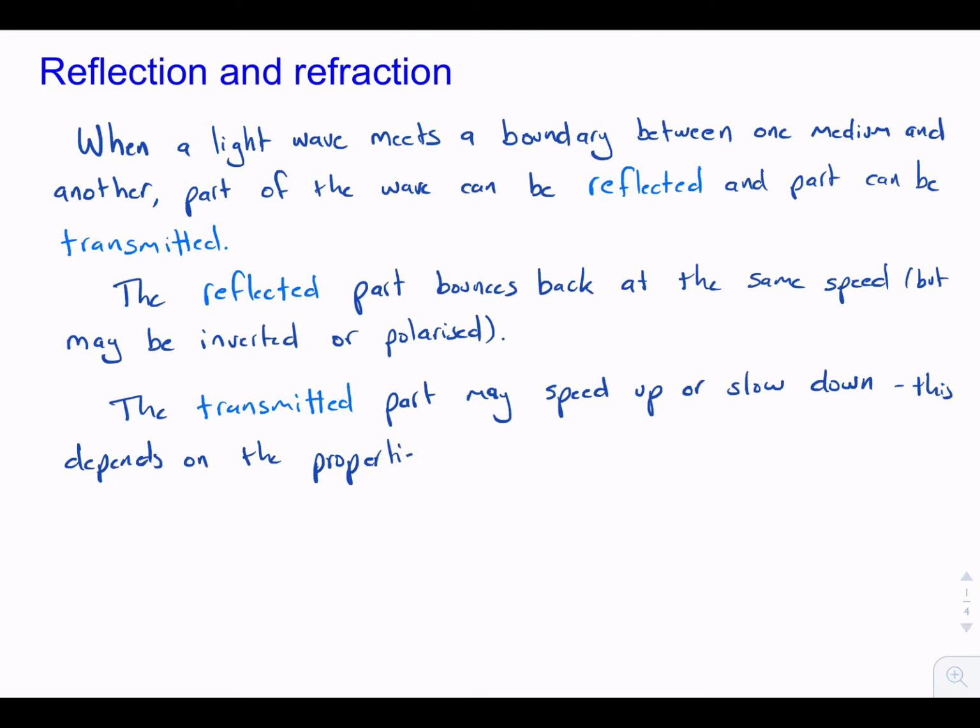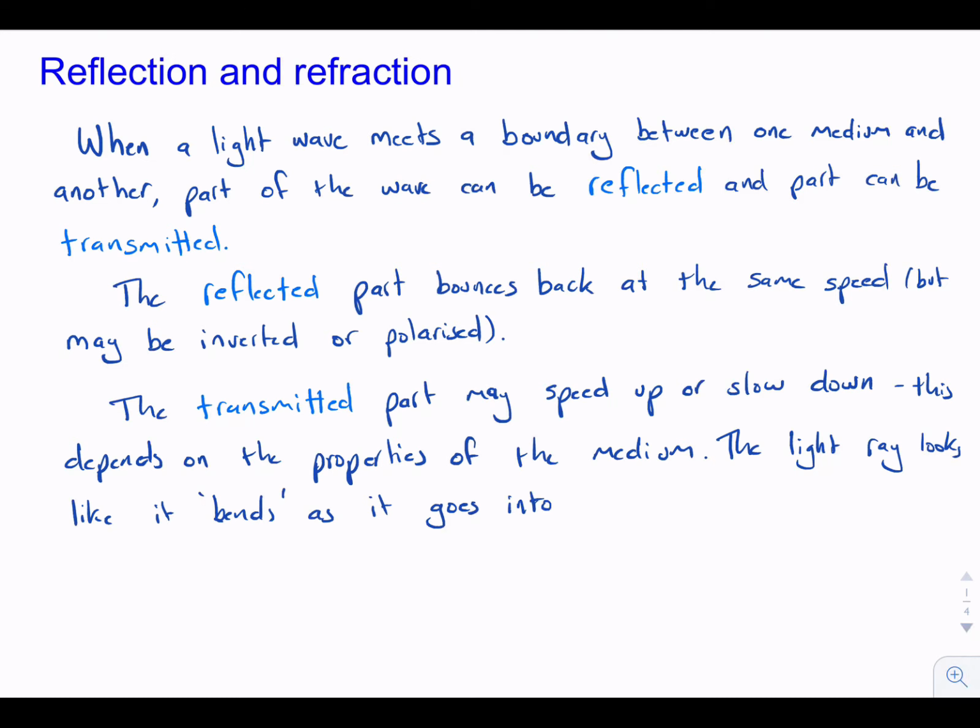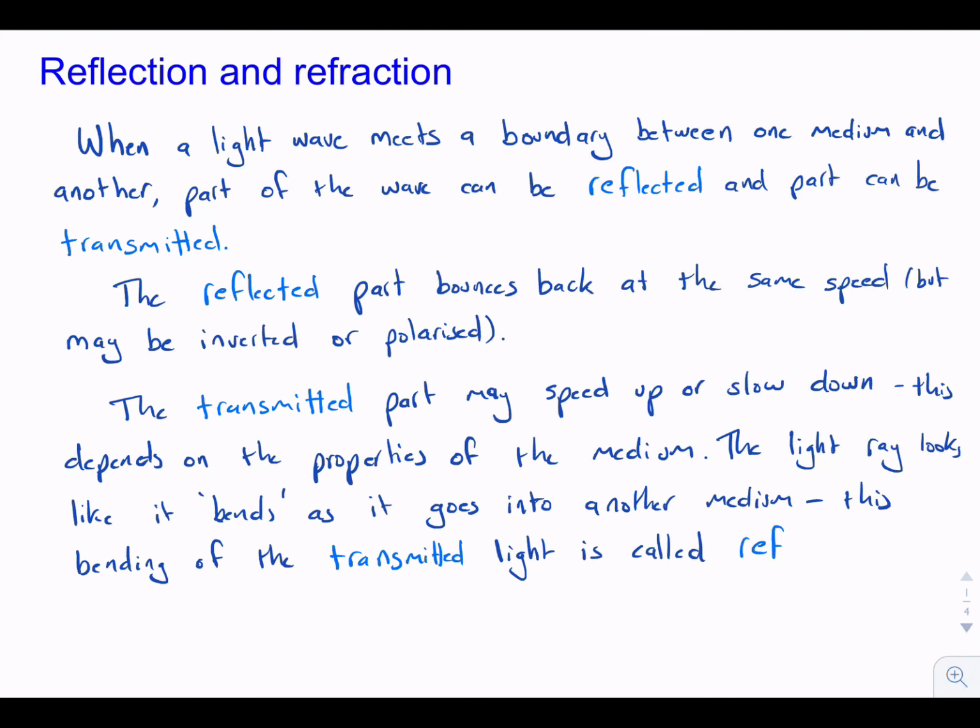of the medium. The light ray looks like it bends at this point, and the bending of the transmitted light is called refraction. Refraction is the bending of a wave when it enters a medium where the speed is different. A ray of light passing from one medium to another may speed up or slow down depending on the properties of the medium, remembering that wave speed is dependent on the inertial property and the elastic property.